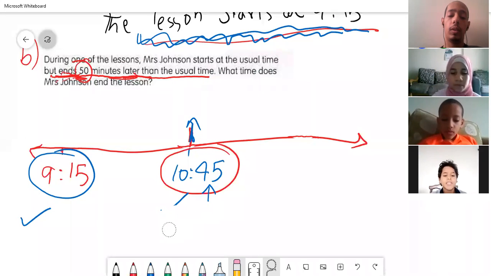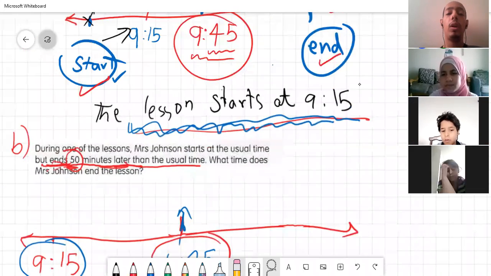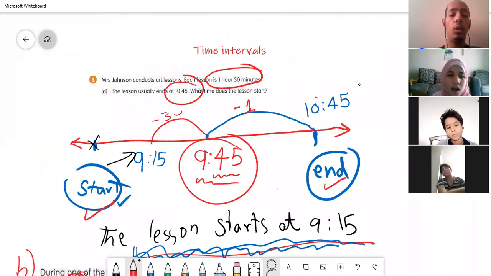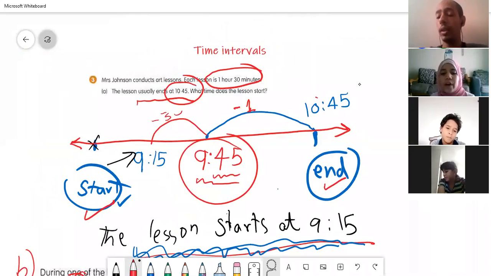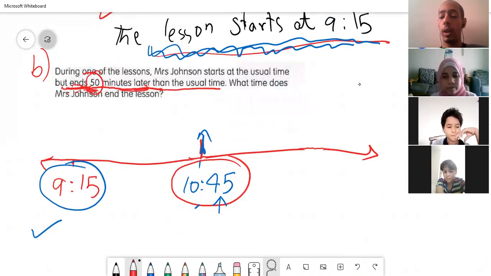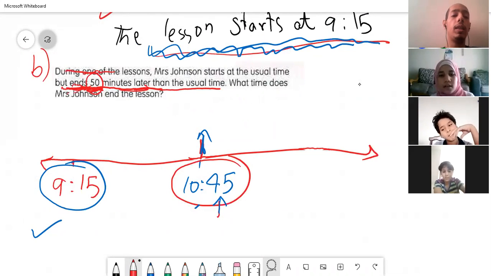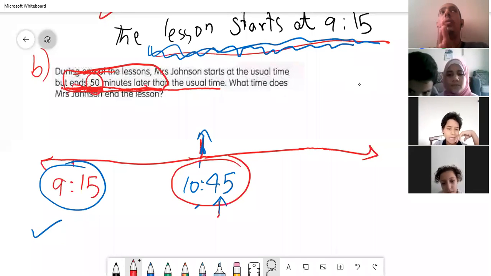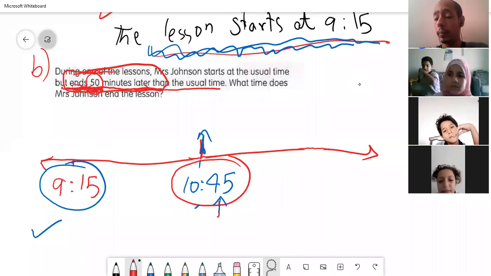From where did we get 10:45? 10:45 is from here. The usual end time is 10:45. Usually, always, you finish at this time. But one of the times, he didn't finish at this time. He finished, or ends, 50 minutes later than the usual end time.